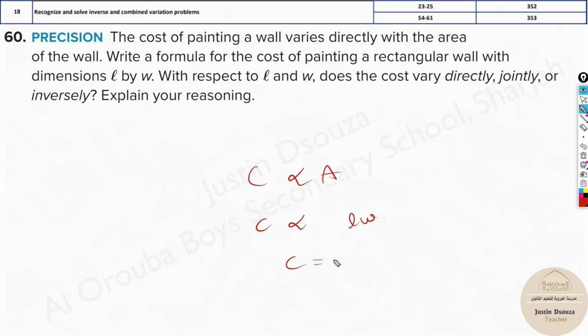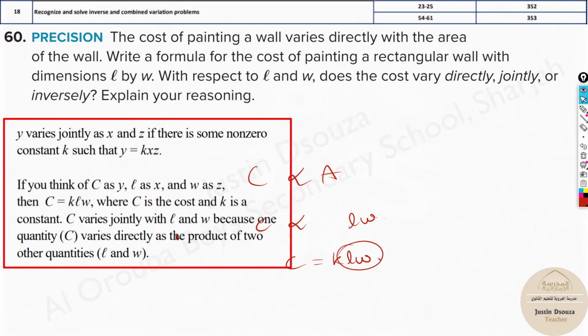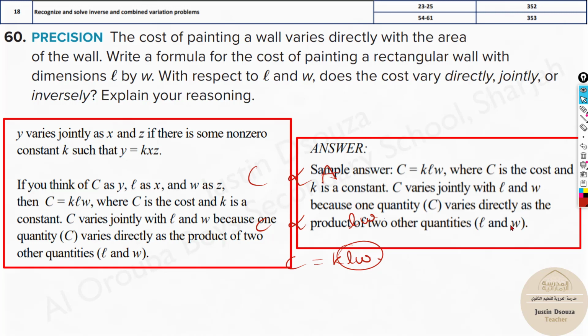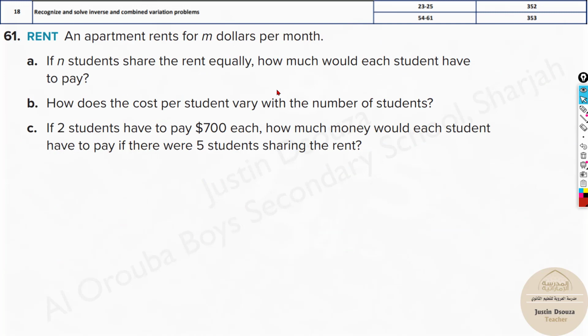So if you write C is equal to K, length into width, right? This is what two terms are there. It's joint variation. Whenever there are two terms, it's basically joint variation. So the answer is it's jointly varying. As length increases, the cost increases. As width increases, also the cost increases. Because length and width increase, then the area increases. So eventually the cost increases.